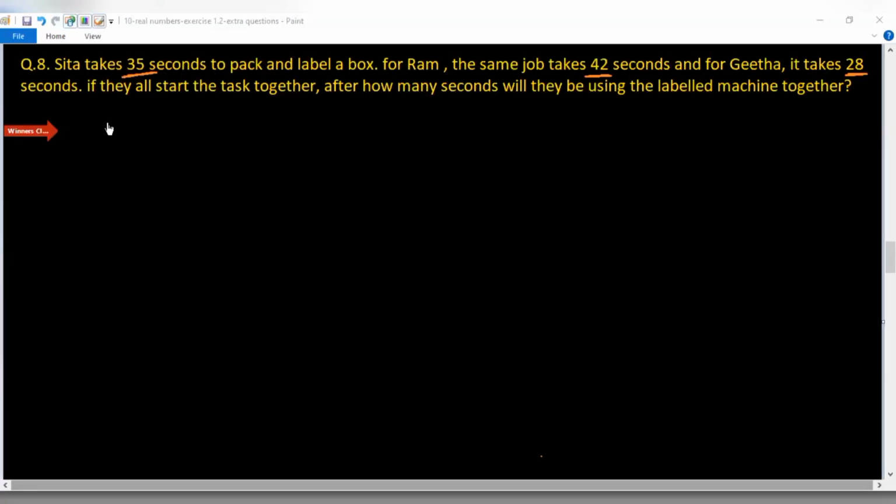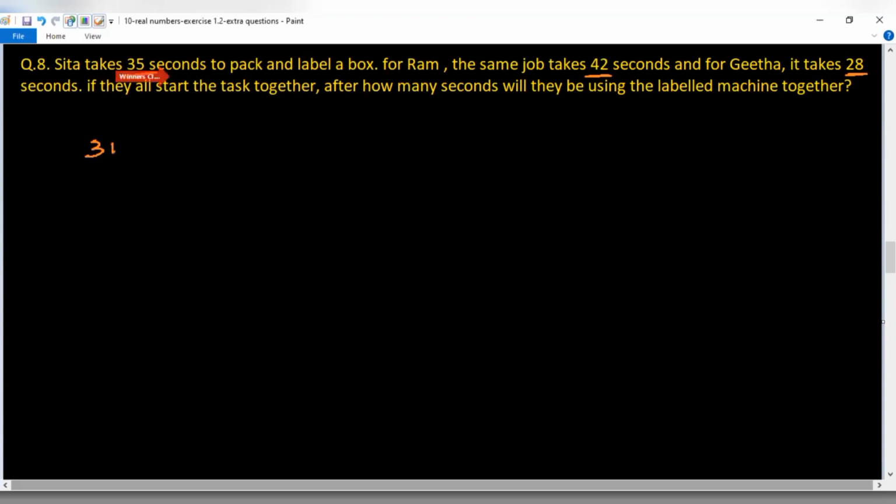This is the last question of our video. Sita takes 35 seconds to pack and label a box. For Ram, the same job takes 42 seconds, and for Geeta, it takes 28 seconds. If they all start the task together, after how many seconds will they be using the label machine together? That is, they are using a machine to label, right? And when they will use this label machine together, means we are searching for a number in seconds, right? The answer will be in seconds, a number which is greater than these given numbers, right?